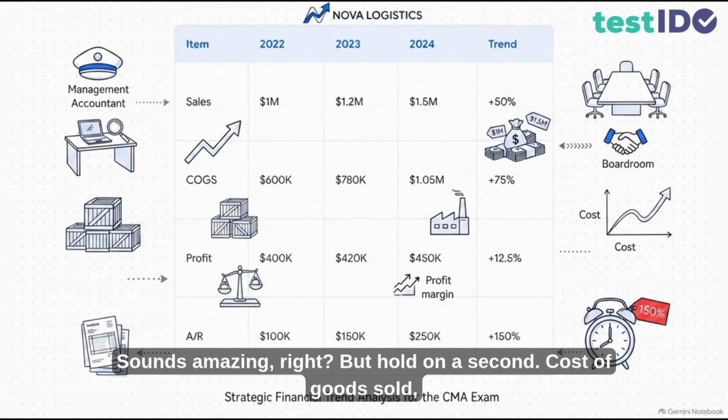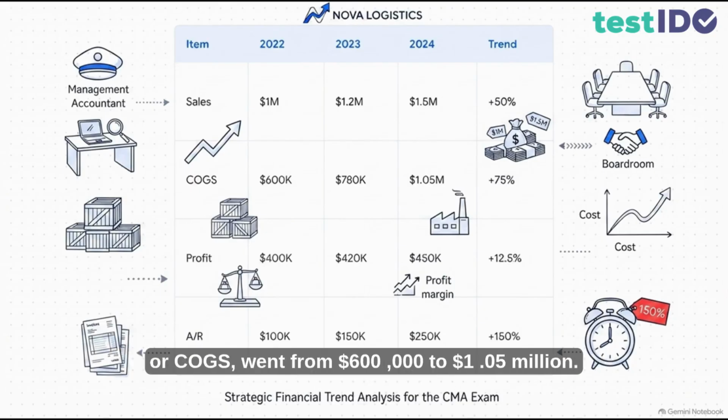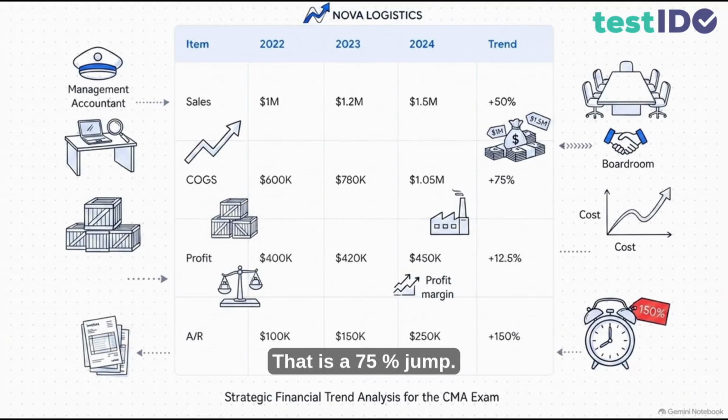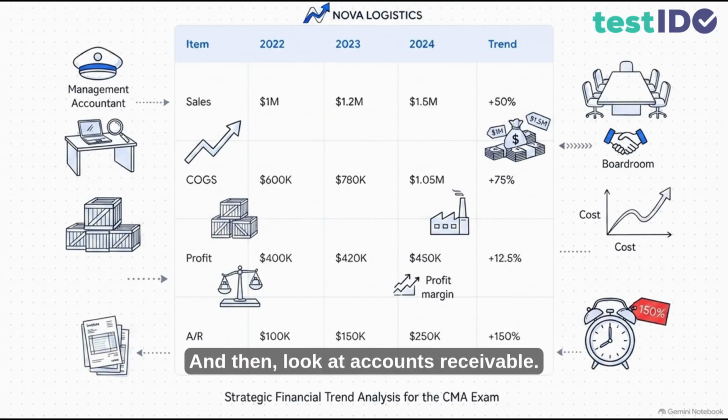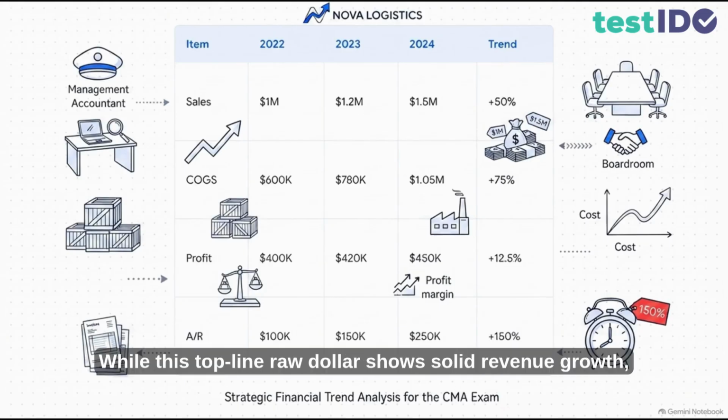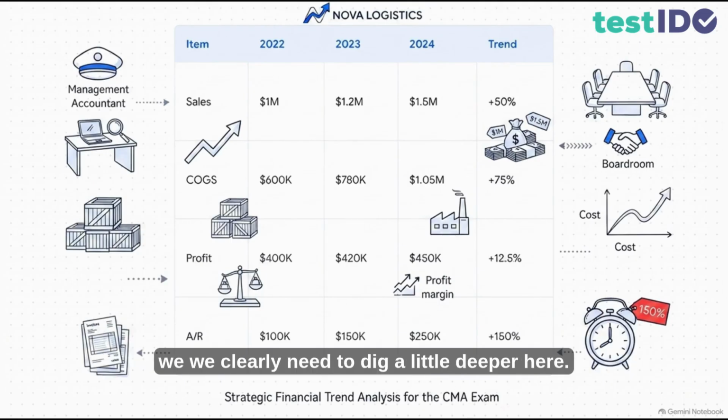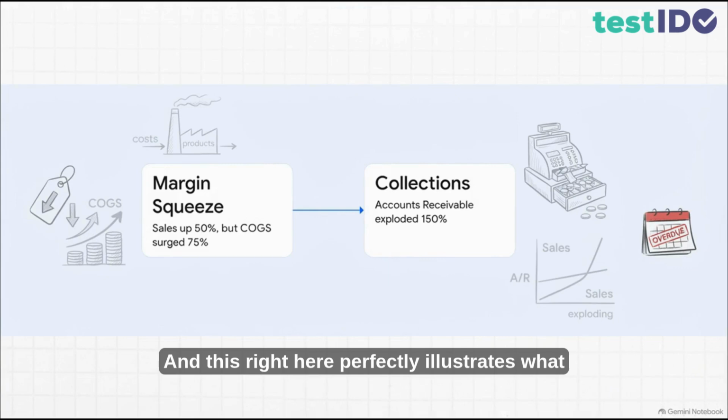Sounds amazing, right? But hold on a second. Cost of goods sold, or COGS, went from $600,000 to $1.05 million. That is a 75% jump. Because of that, gross profit only grew by 12.5%. And then, look at accounts receivable. It jumped from $100,000 to $250,000. That is a 150% increase. While this top-line raw dollars shows solid revenue growth, we clearly need to dig a little deeper here. And this right here perfectly illustrates what happens when we really interpret those numbers.